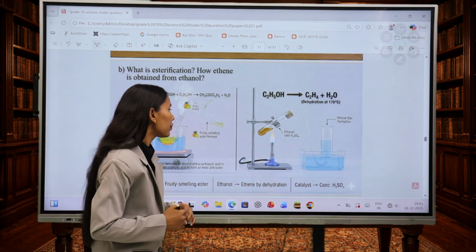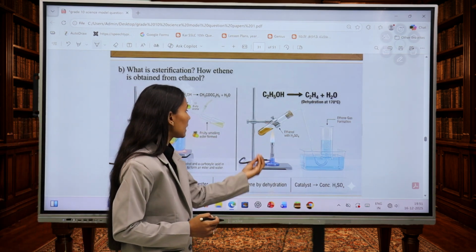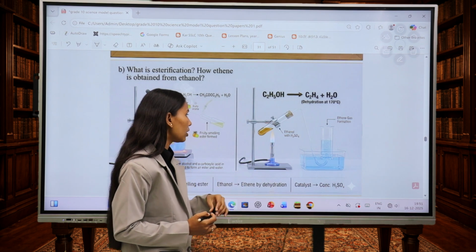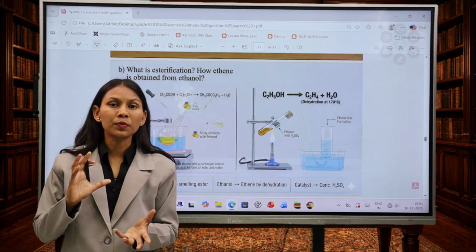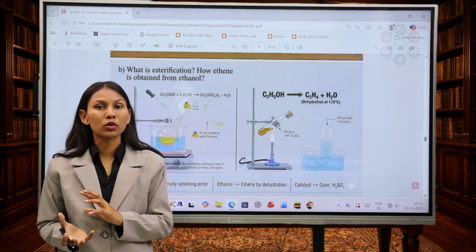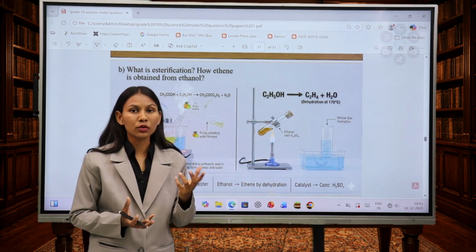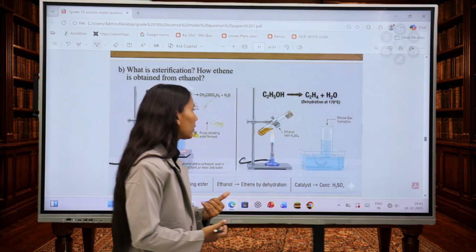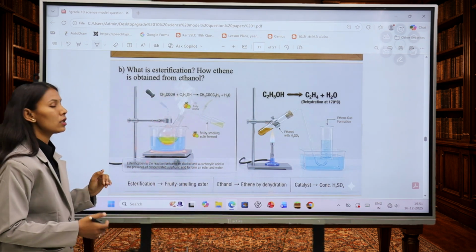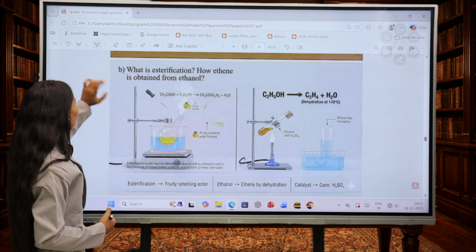As you can see here, ethanol is heated at a certain temperature to form ethene by dehydration, meaning the water content present in the ethanol is removed to form ethene, that is an unsaturated compound. So this was about this question. Let's go to the next question.